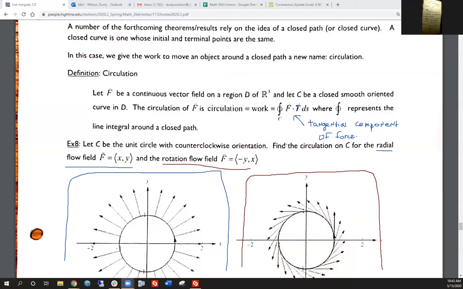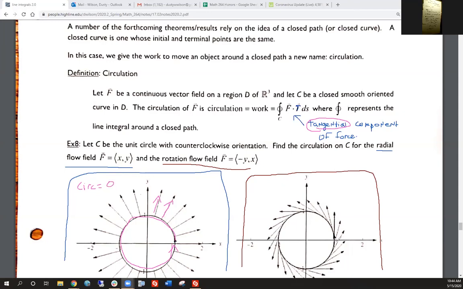And remember that what the circulation cares about is the tangential component of the force. And so if we look at this first example, as we go all the way around, how much tangential force is there on the path? All your forces are going straight out because it's radial flow. Should be zero since they're totally normal. So in this case, there's no tangential component, and so our circulation would equal 0.